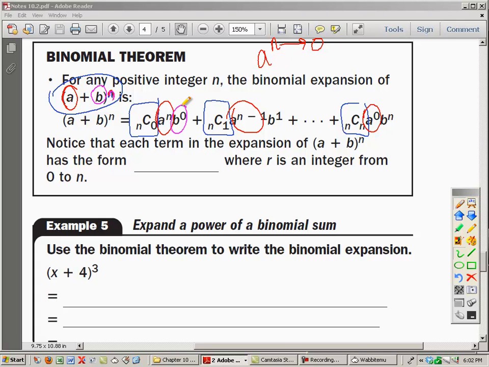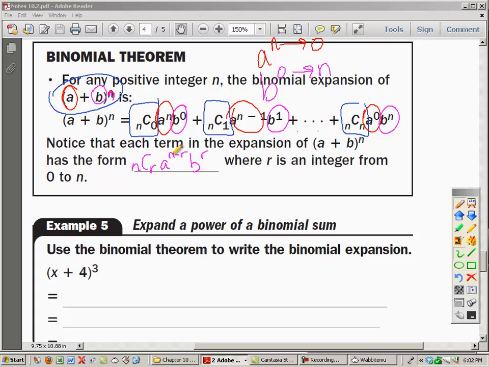My powers on b start at 0 and then go to the first and the second and the third and so on all the way up to n. So my powers of b start at 0 and go to n. Every time a goes down by 1, b goes up by 1. All right. It says notice that each term of the expansion of (a plus b) to the n has this exact same form, which is n choose r times a to the n minus r times b to the r.